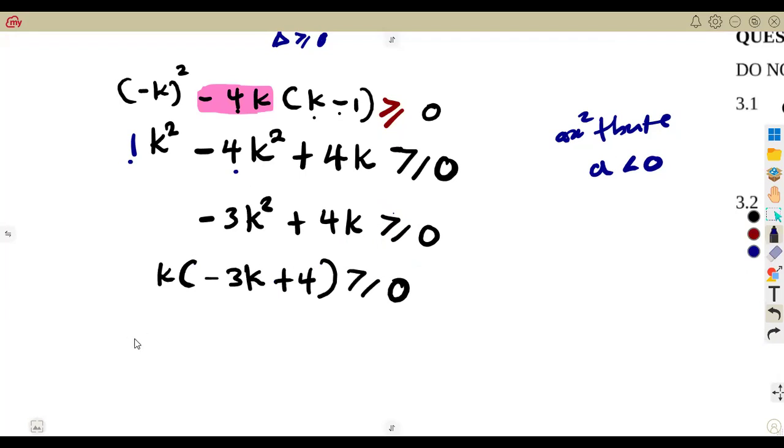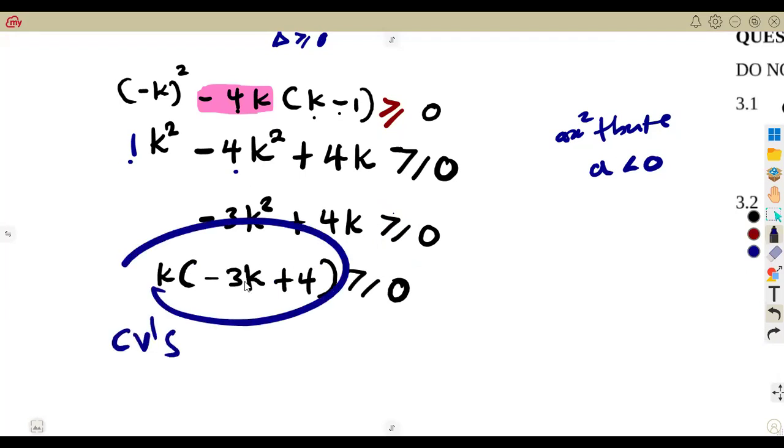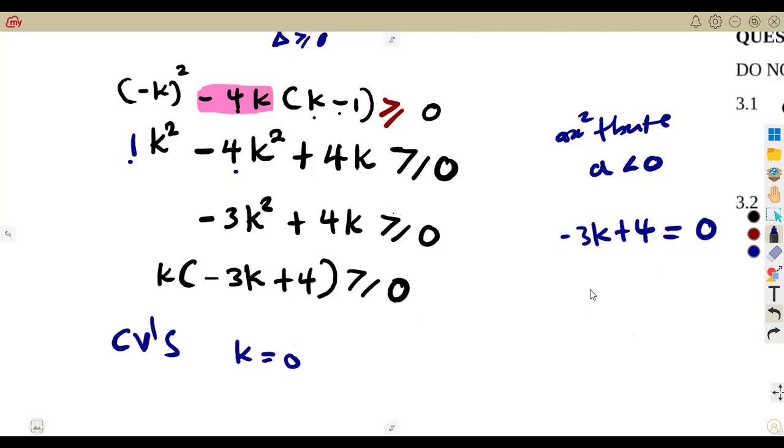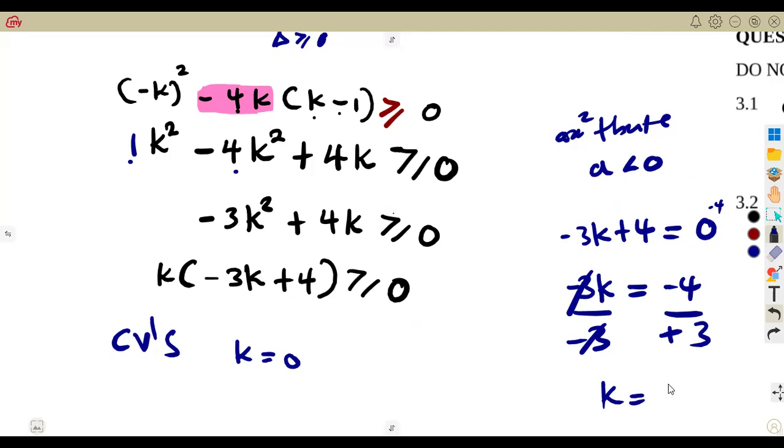So therefore, our critical values, as we let these be equal to 0. So k will be equal to what? k will be equal to 0. Or from this bracket, we're going to have minus 3k plus 4 equal to 0. You saw 4k. So minus 3k is equal to minus 4. This one to the other side will be what? A negative. So let's divide by negative 3 on both sides, so k is going to be positive, which is 4 over 3.